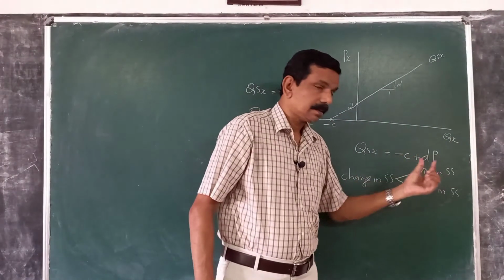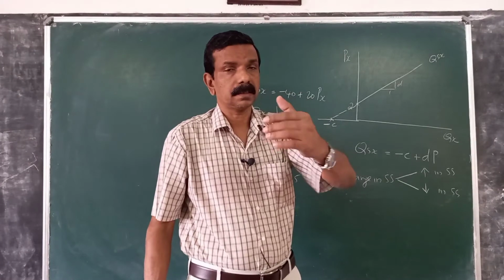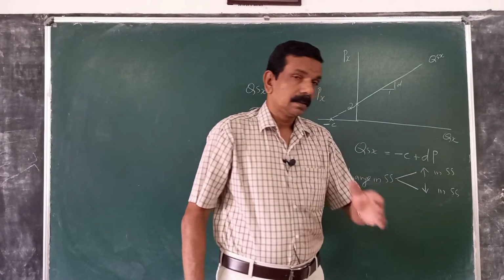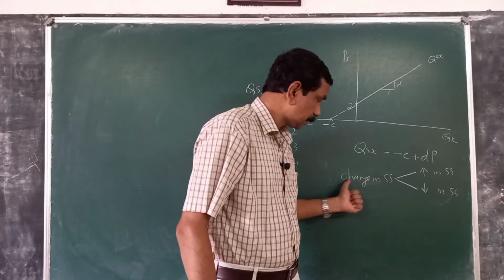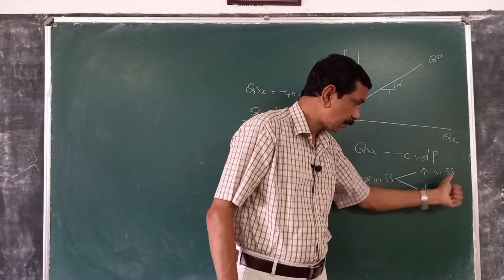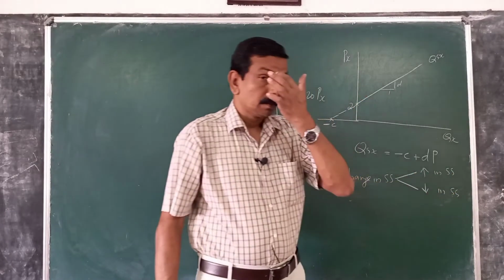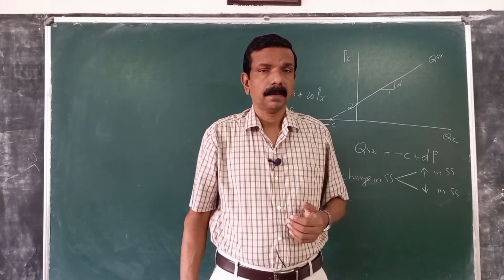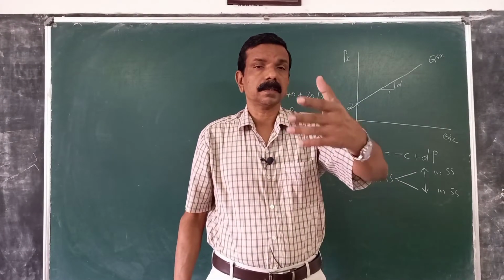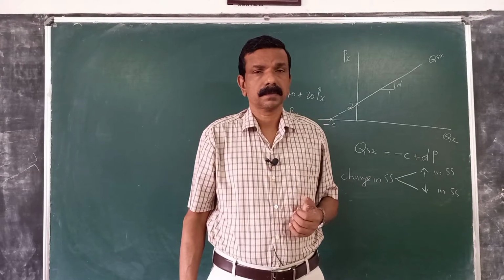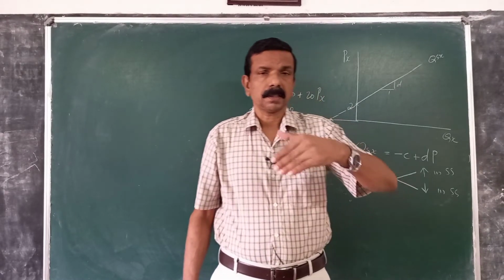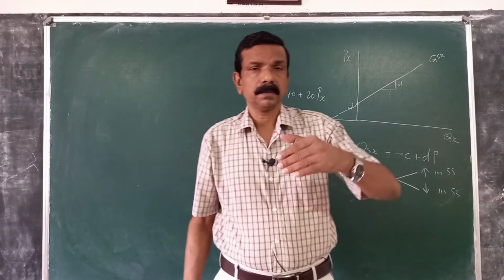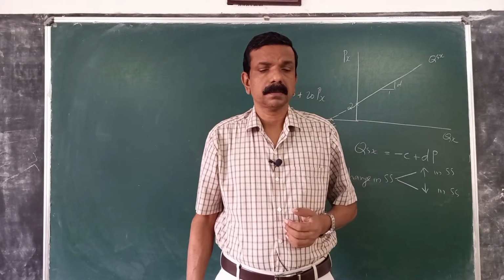Change in demand: that is increase in demand, decrease in demand. Similarly, change in supply: increase in supply, decrease in supply. For example, if climate becomes favorable, farmers will supply more agricultural products at the same price. If there is a technological breakthrough, more will be supplied at the same price.